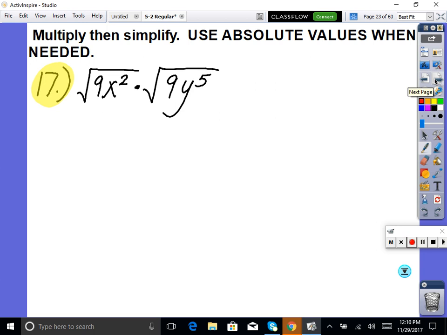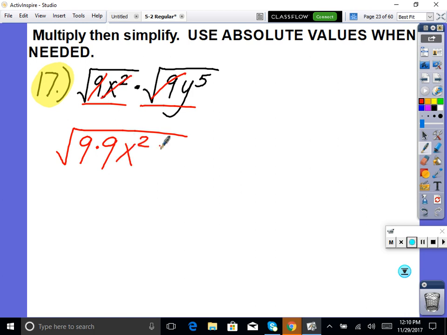Continuing. 17 also, in this section also, I'm going to have you do absolute values just for practice. Okay. Multiplying these, we can put together because they're both square roots. So this is 9 times 9. I'm going to put like things by each other. Then I have an x squared and a y to the 5th. Right? Now I can simplify.